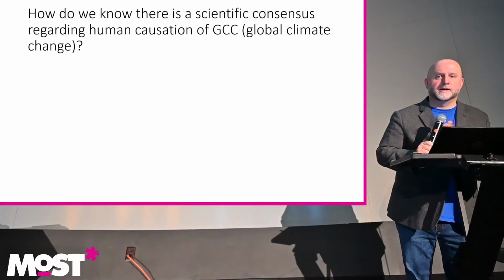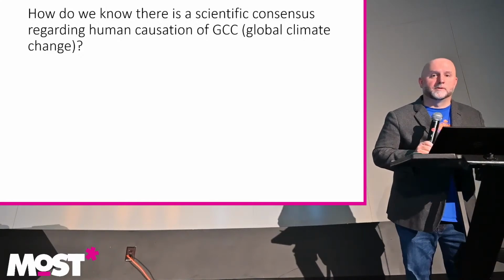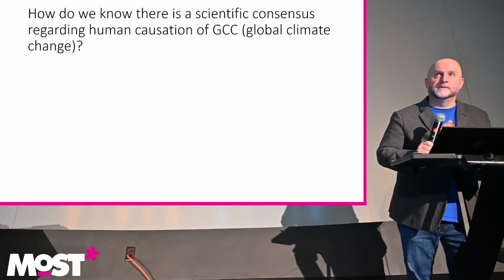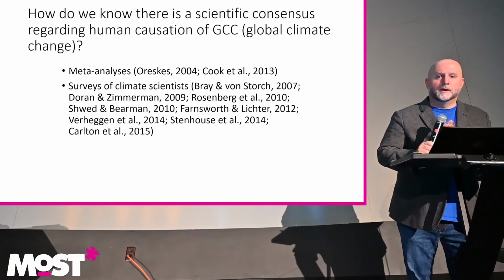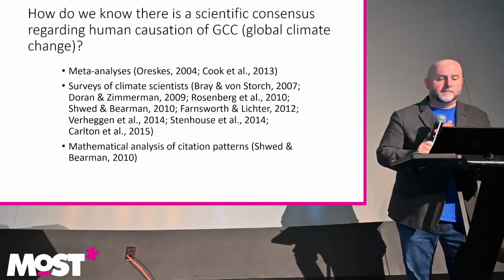How do we know that it's not, though, right? How do we know that there's a scientific consensus on that? Well, we can look at all of the science, all the papers, all the reports, and add them all up and see what they say. Or we can do surveys of climate scientists, and many people have. These are all some studies that have interviewed climate scientists. We could do a mathematical analysis of citation patterns, right? Those papers that are cited most frequently in scientific studies, what do they say about it? And people have done all of these things, and they come up with about 97%.